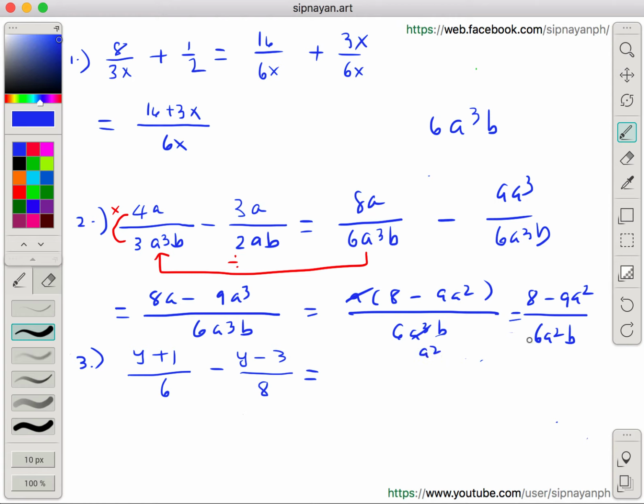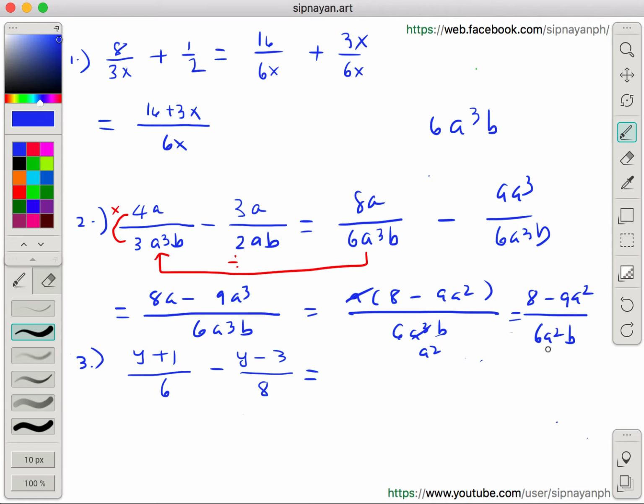So the final answer is 8 minus 9a squared divided by 6a squared b. We cannot cancel that because this is one term, no? Earlier we could cancel because of multiplication. If it's multiplication on top and multiplication at the bottom, you can cancel. But this is subtraction, so you have to be careful.